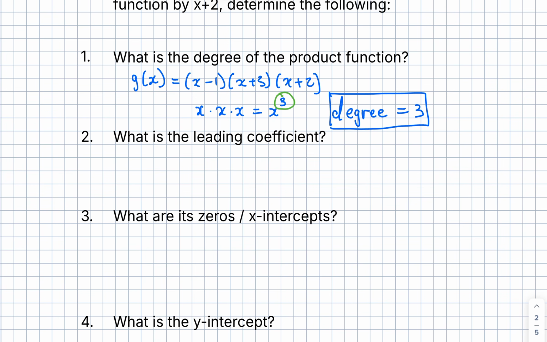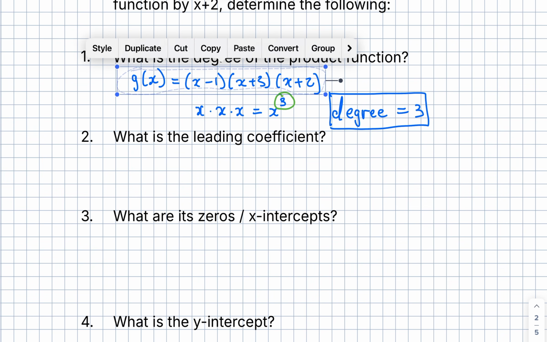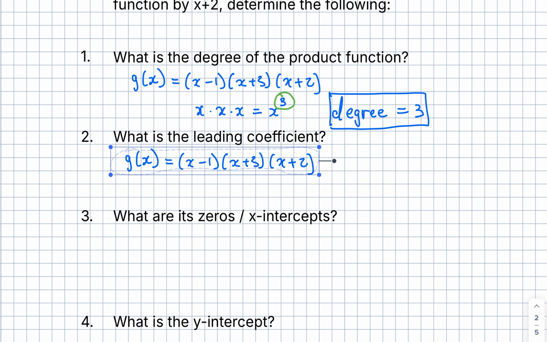Well, we're going to take a look at the same product function again. Let me go ahead and copy this and bring it down here. The coefficient is the number just before the x, right here, right there, and right there. And that coefficient, or at least the implied coefficient, is a 1. That's a 1, that's a 1, and that's a 1. So what you're going to do is multiply all of those together, and we know that 1 times 1 times 1 is equal to 1. So my leading coefficient is 1.